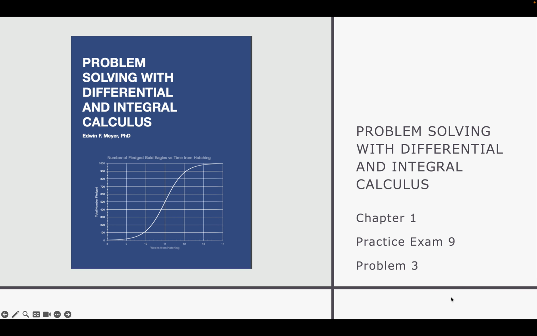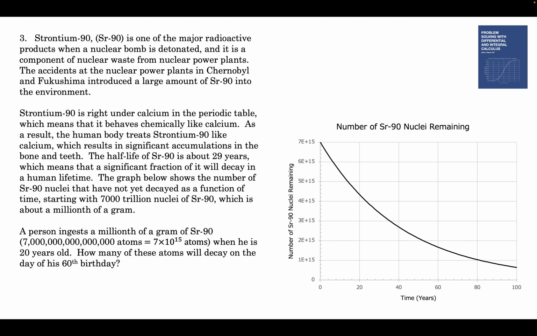This is problem 3 on practice exam 9 of chapter 1 in the book Problem Solving with Differential and Integral Calculus. We have strontium-90, one of the major radioactive products released when a bomb is detonated, and nuclear power plant failures introduce a large amount of strontium-90 into the environment. It's right under calcium in the periodic table, which means the body treats it like calcium, sending it to the bone and teeth. The half-life is 29 years, so humans get it inside of them, and a large fraction of it decays in their lifetime.